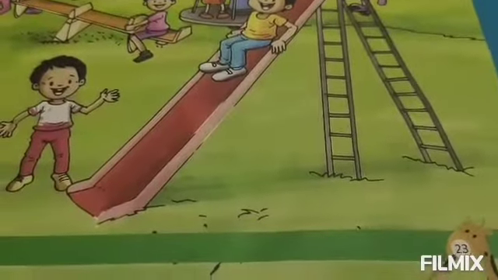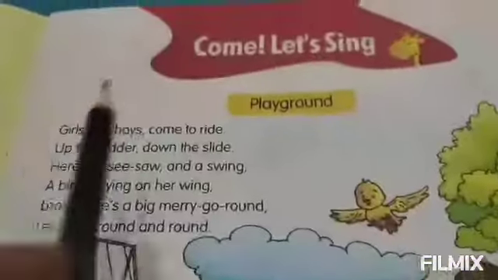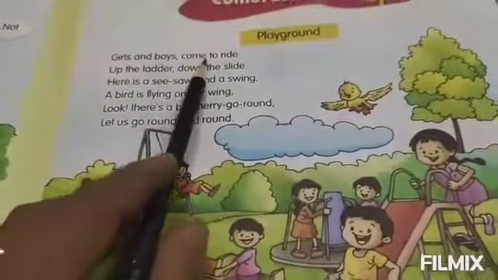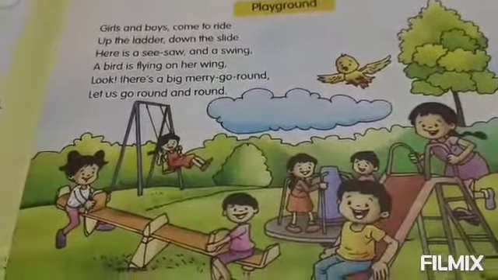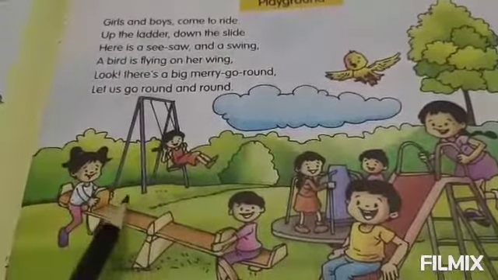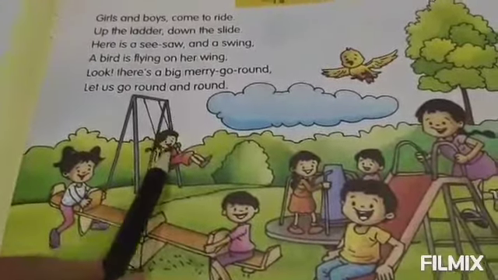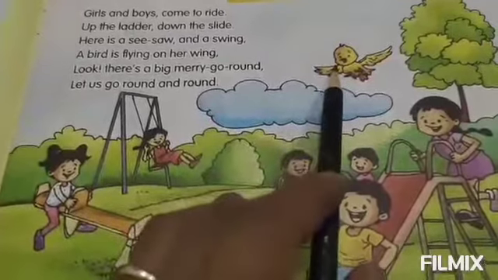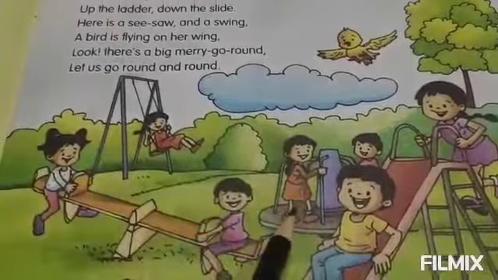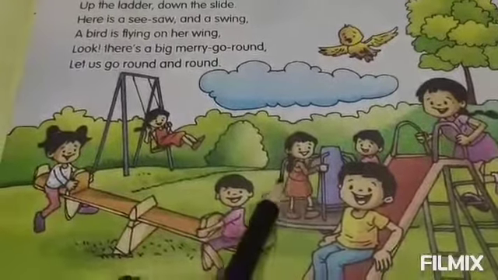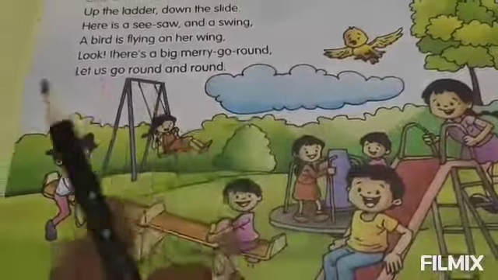Come to page number 23. Our third rhyme is Playground. Girls and boys, come to ride, up the ladder, down the slide. Here is a seesaw and a swing. A bird is flying on her wing. Look, there's a big merry-go-round. Let us go round and round.